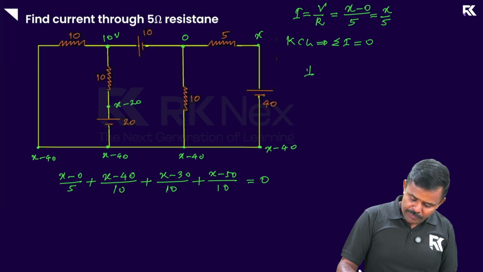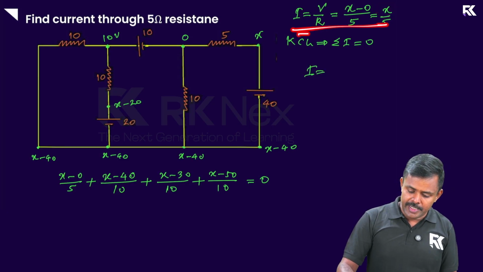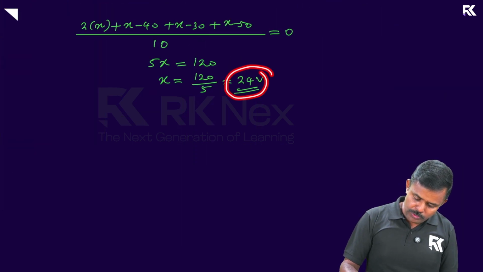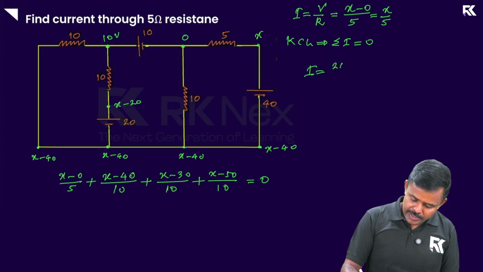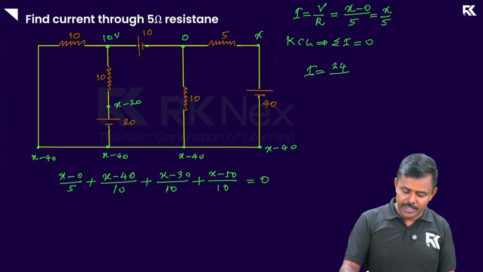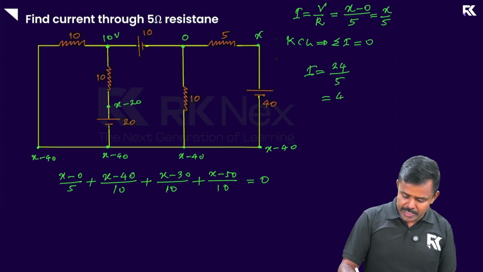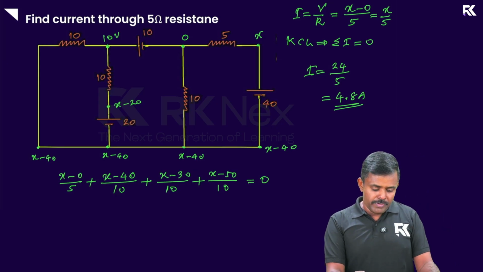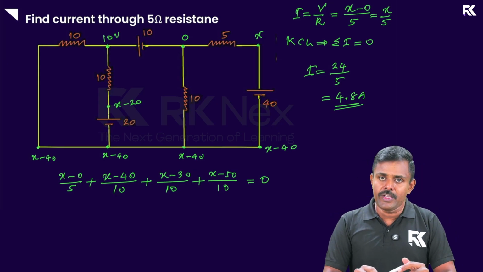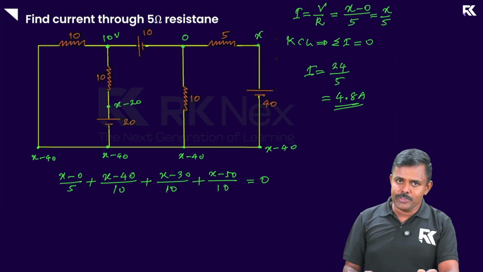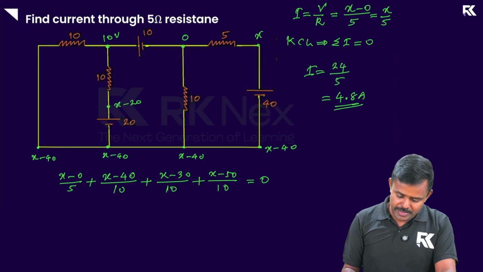So I can find the current now. I just have to substitute for x here. The current is given by x divided by 5. The x value is found to be 24, so I'm going to substitute it here. It is 24 divided by 5, which is equal to 4.8 amps. We can easily solve this question using KVL also, but this one is much easier and better. It's actually a complicated question, but see how simple it is.